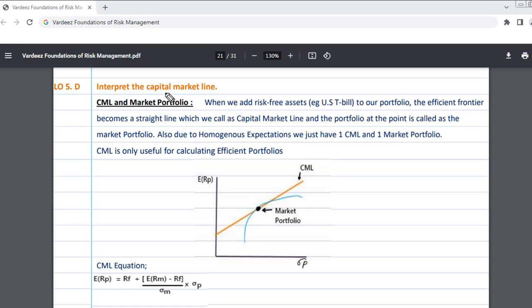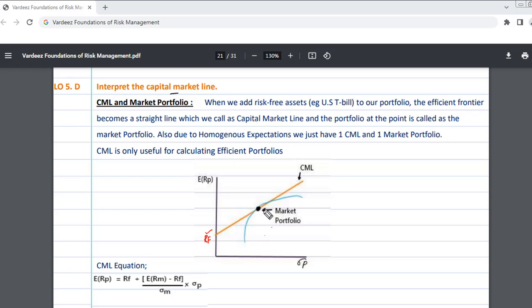All right, let's move on to the next learning objective. Now talking about this CML, understand that so far we just talked about including risky assets into our portfolio, and out of all these available risky assets, we created this efficient frontier. But what would happen if I include the risk-free asset into our portfolio? Now our portfolio consists of both the risk-free asset as well as all the risky assets invested in the market. So once we create our portfolio with a combination of both the risky and the risk-free assets, our efficient portfolio turns into a straight line.